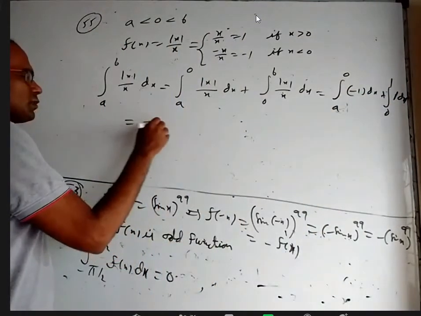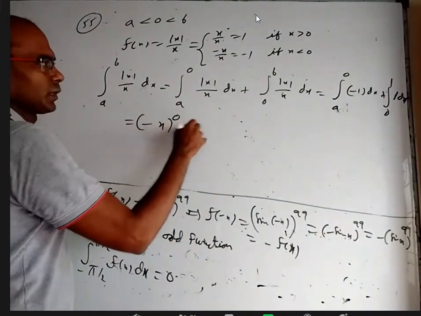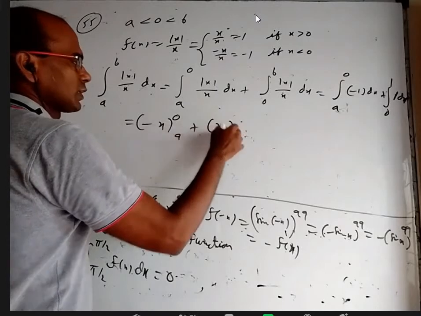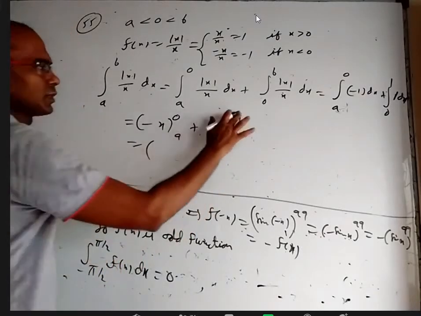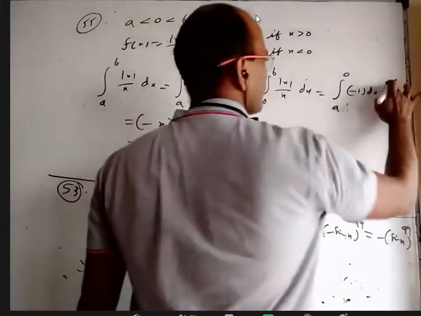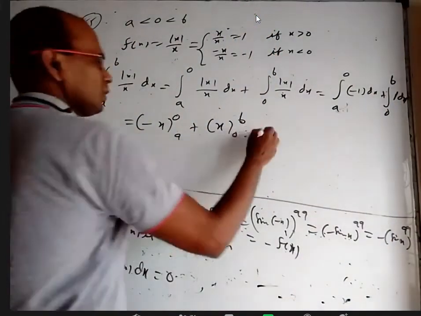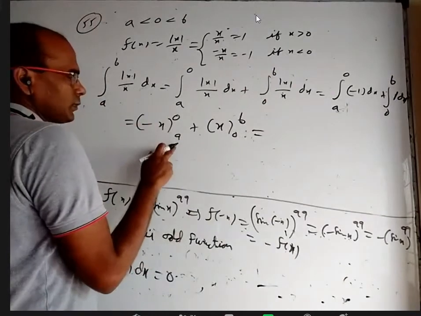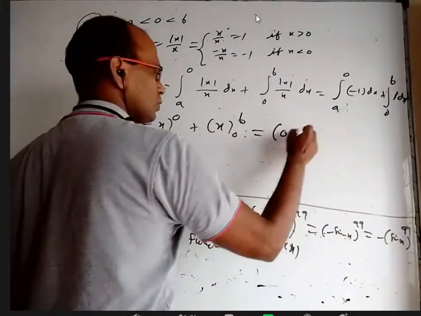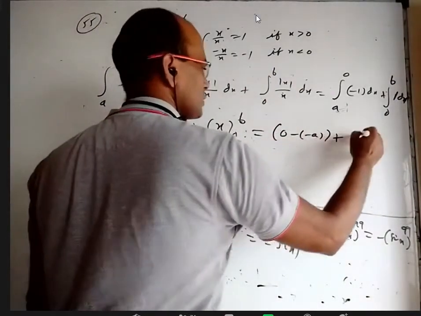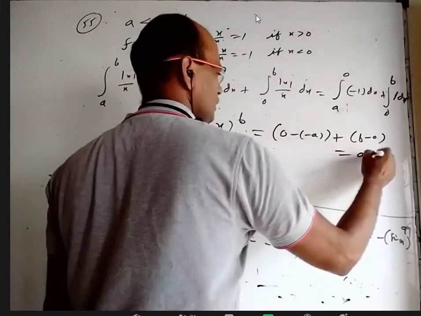Minus 1 integral is minus x, with limits a to 0, and 1 integral is x, with limits 0 to b. Okay. Now, when you substitute, it becomes 0 minus minus a, plus b minus 0. We are finally getting a plus b.